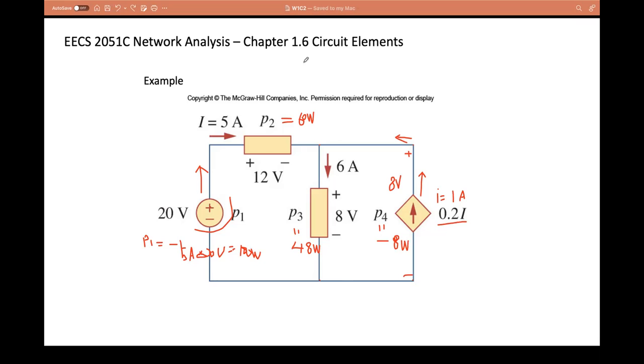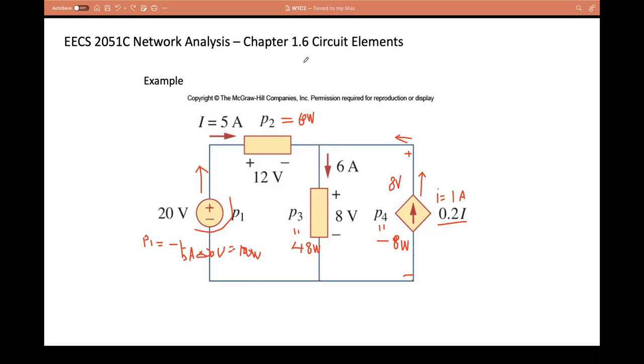P1, P2, P3, and P4 together get 0 watts because in any closed circuit, in any closed system, the power you supply to the circuit is how much power you receive, consume, in the circuit. So in a closed system, you will always get 0 watts. And that makes the first method kind of wholesome, because that makes sense.